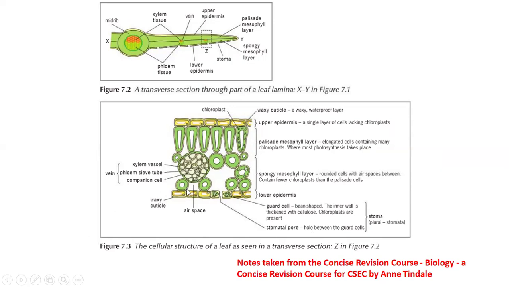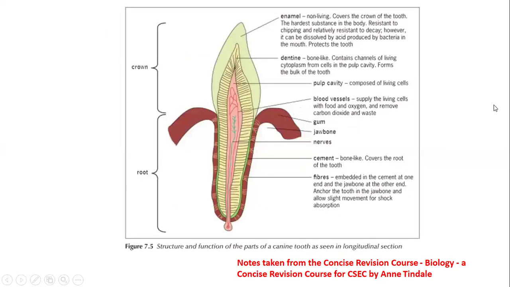Then we have the air space, where air is stored in the leaf. And then we have the vein with the xylem vessel, the phloem sieve tube, and the companion cell here, and the waxy cuticle underneath, guys. So make sure we know the structure and the function of each of these layers. So let's move. Now we have the teeth, guys.